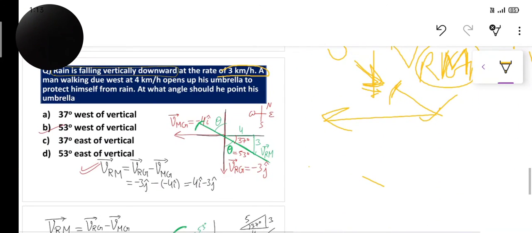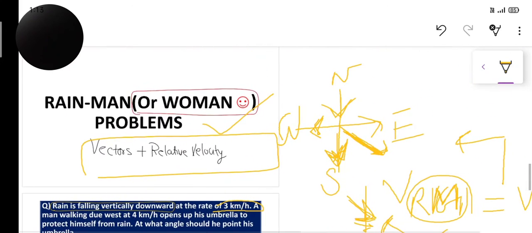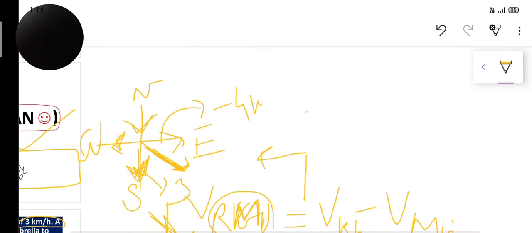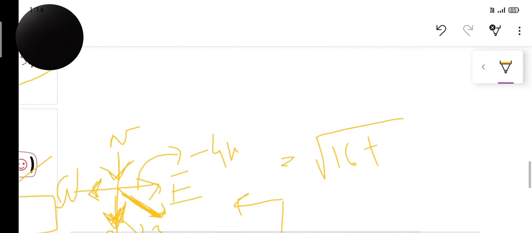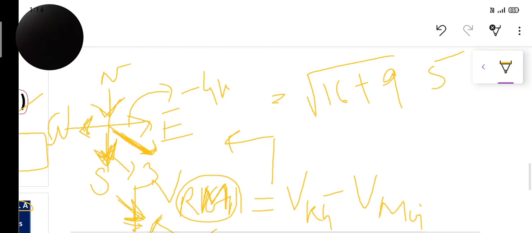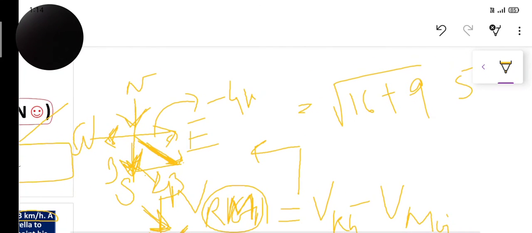So the rain is vertically downward at a rate of 3 kilometer per hour, and the man is walking west. This is 3 kilometer per hour, and this is minus 4 kilometer per hour. So finally, what will be this value? The answer is the square root of 16 plus 9, which is 25. The answer is 5. So this is 3, this is 4, and this is 5.